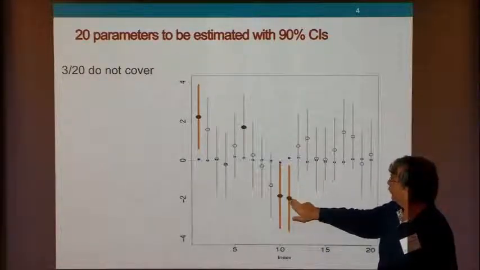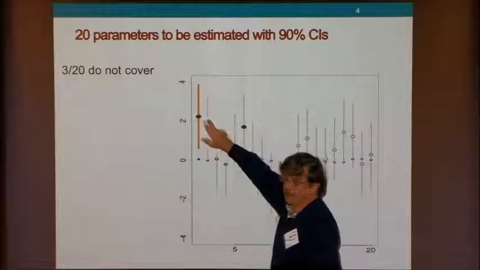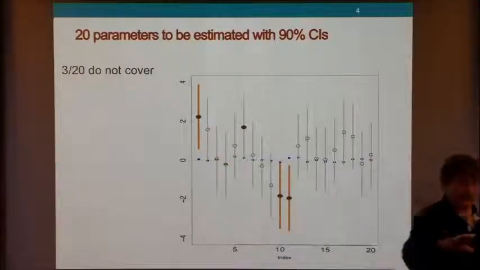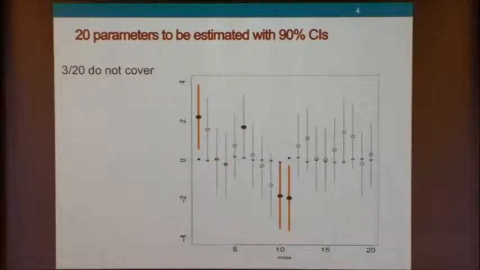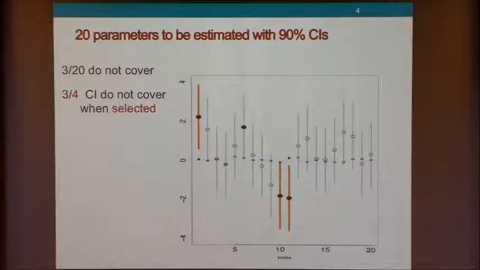Okay, now this one doesn't cover, this one covers, this one doesn't, and this one. Now I have 4 that don't cover 0. And let me select those that do not cover 0. Okay? Now once I select this, 3 out of the 4 do not cover when selected. While there is no hypothesis testing, the null hypothesis is never true, just a matter of coverage.